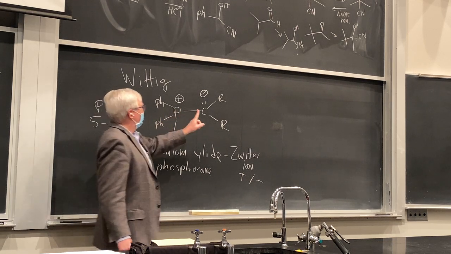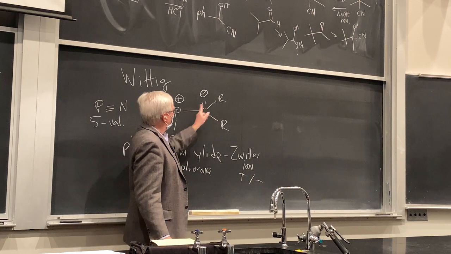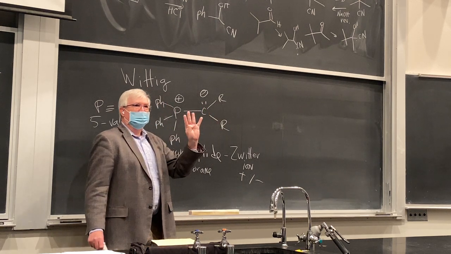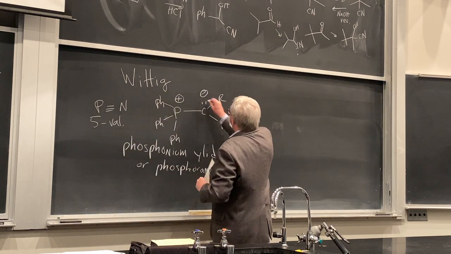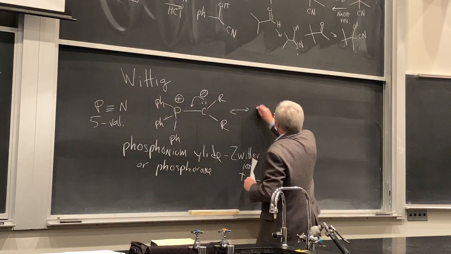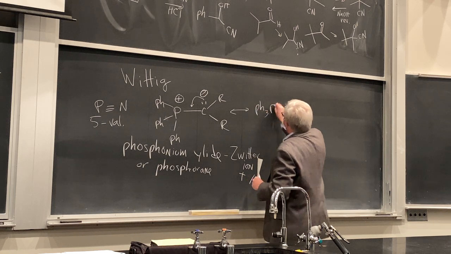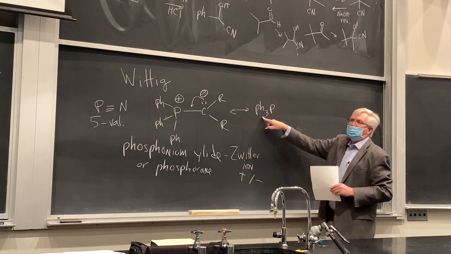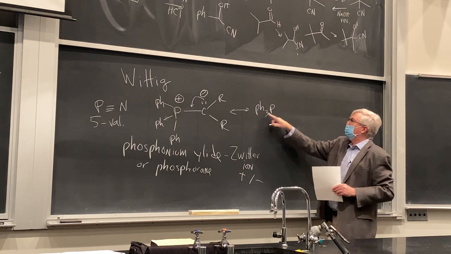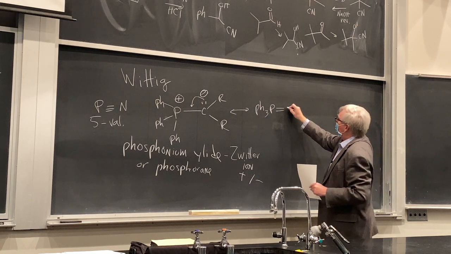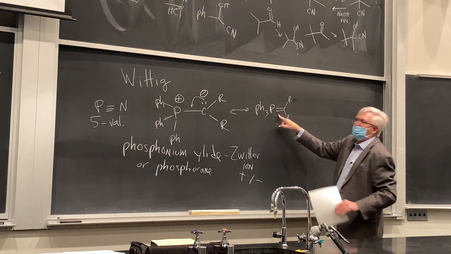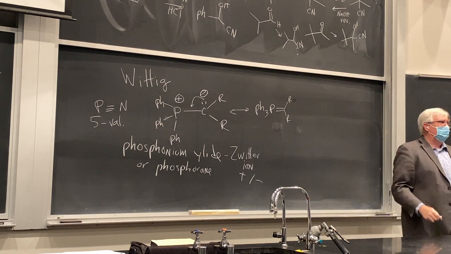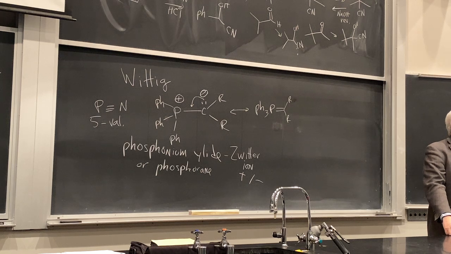Okay, and then a carbon with 2 lone pairs and 3 bonds, and carbon has 4 valence electrons, right? So you should come up with this. This also has a resonance structure that looks like this, where the 3 phenyls are on the phosphorus, and then we have a double bond on carbon and the 2 R groups. So sometimes we draw the phosphorane, the Wittig reagent, just like that, okay?